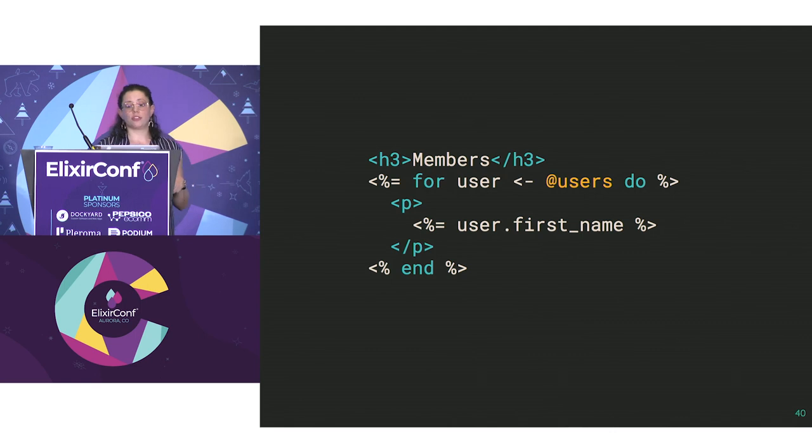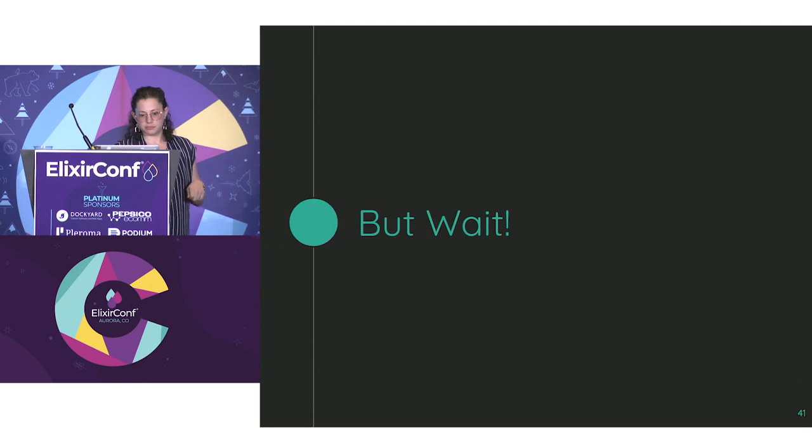Having added a key of users to our LiveView socket assigns, we can access our list of users via the @users assign in our LEEX template and actually render them. That's it. But wait, we might have a problem.